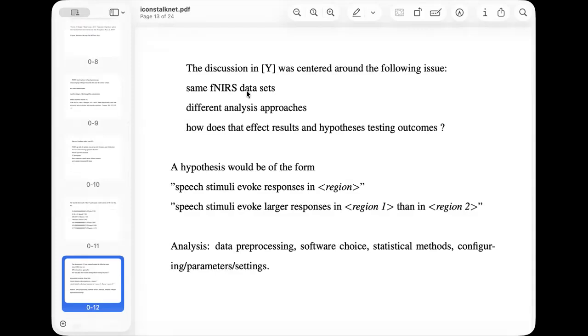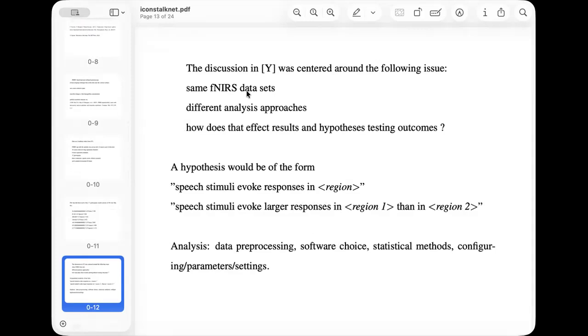The discussion in that paper was centered around the following issue. Suppose different researchers analyze the same fNIRS datasets with their choice of methods, relying on their own perspectives. How does that affect results and hypothesis testing outcomes?